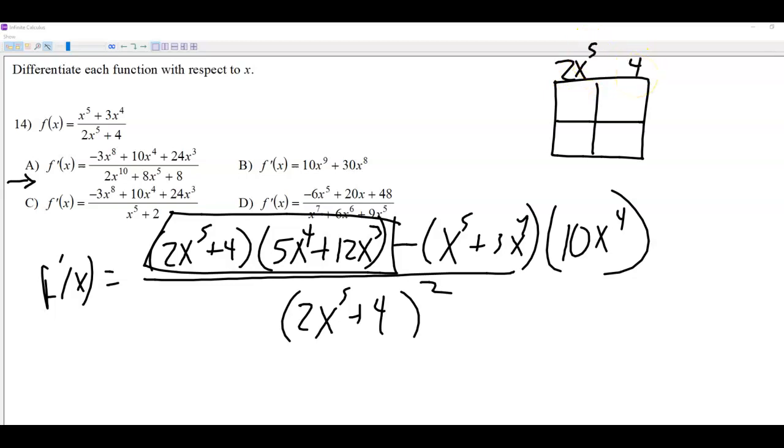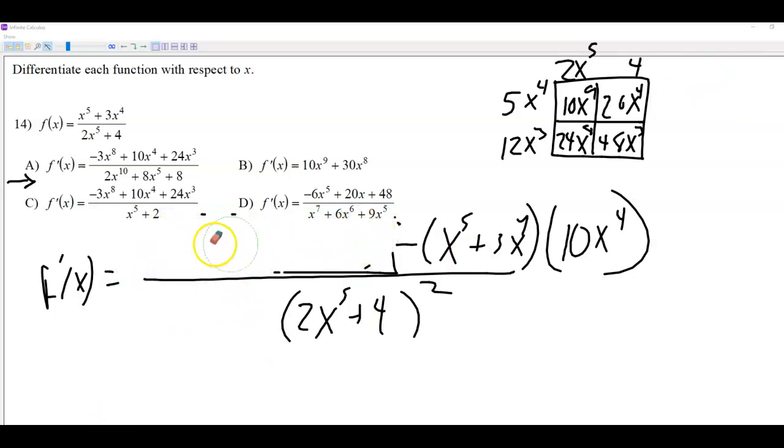2x to the 5th plus 4. 5x to the 4th plus 12x cubed. And then we just fill in the box by multiplication. Okay, so we have our answer there. I'm going to go ahead and erase all that then, and I'm going to put our answer in its place.